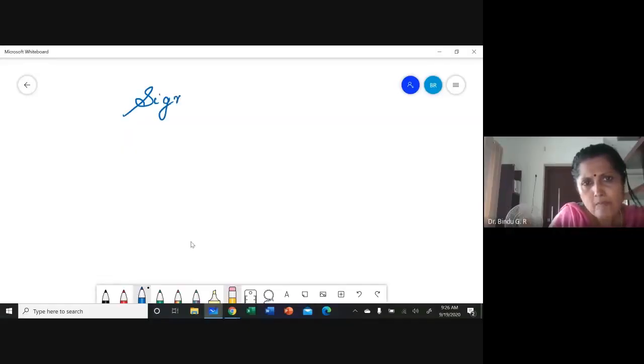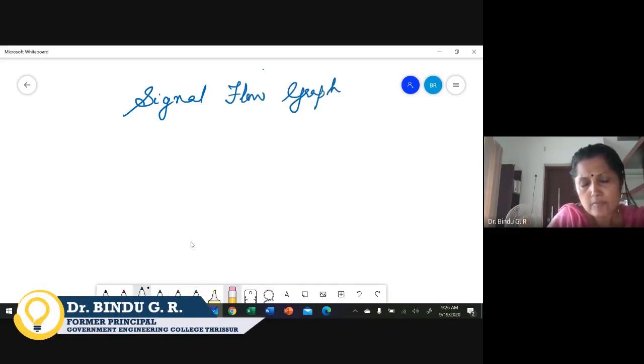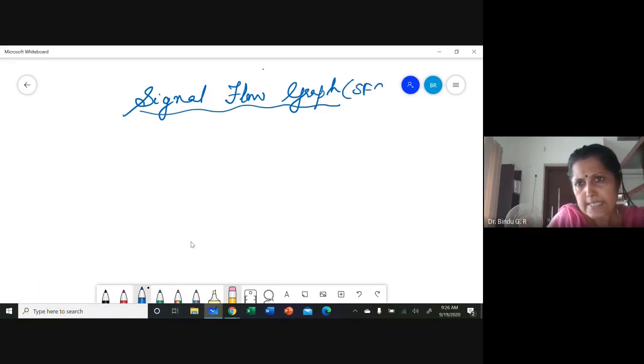Signal flow graph, or we call it SFG. There are certain definitions which I'll explain as we do a problem. I think that is better for us.